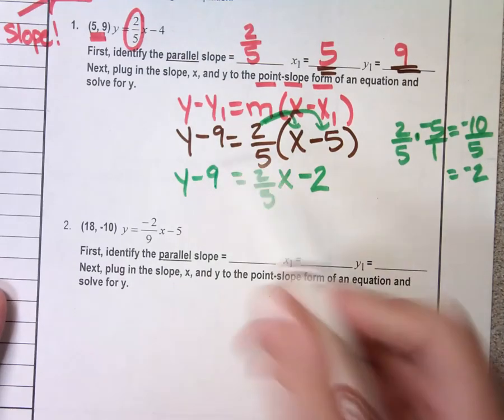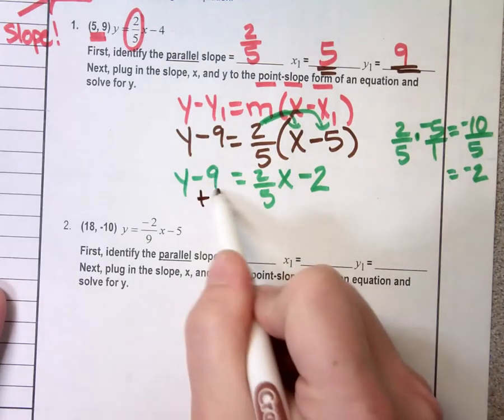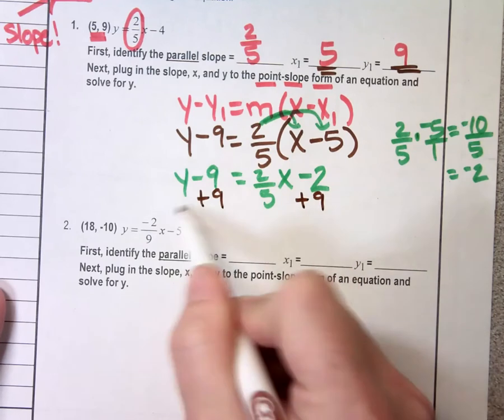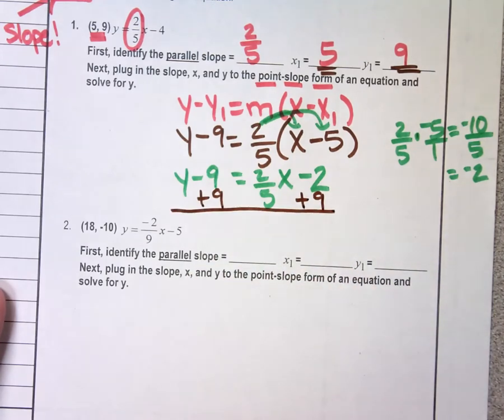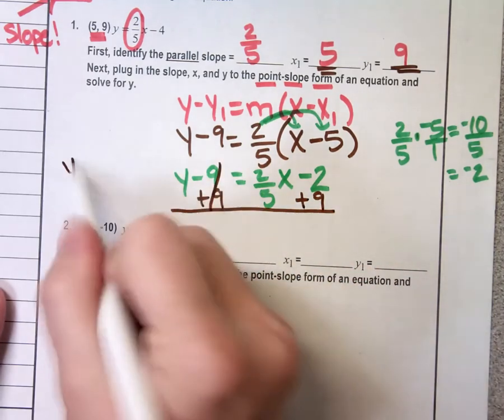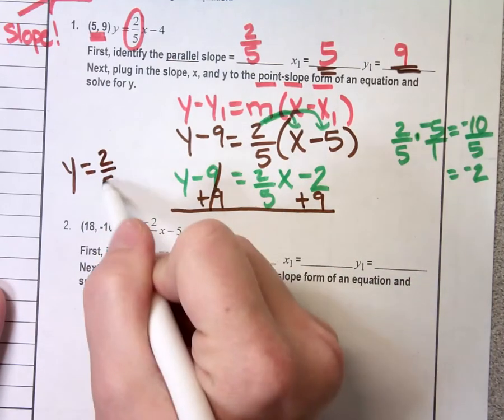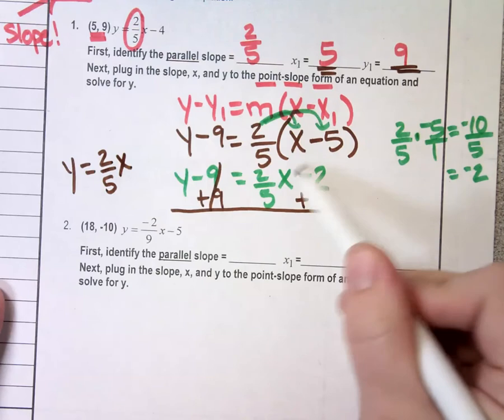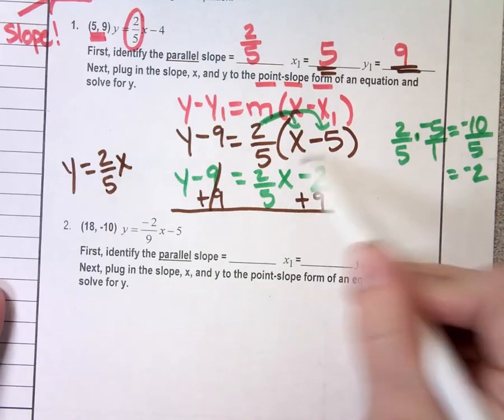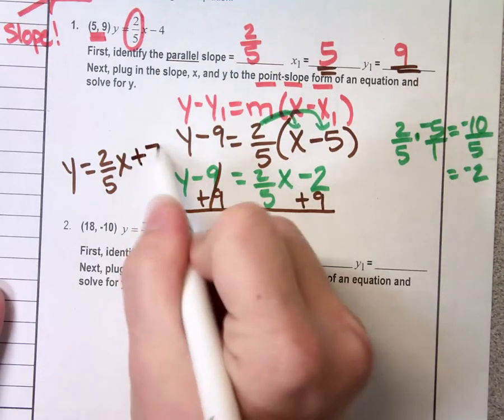To get y by itself, I get rid of my -9 by adding 9. So I add 9 to both sides, and things start dropping like flies. The y drops, the equals drops, the 2/5 x drops. And then I just have to figure out what is -2 plus 9. And that makes a positive 7.